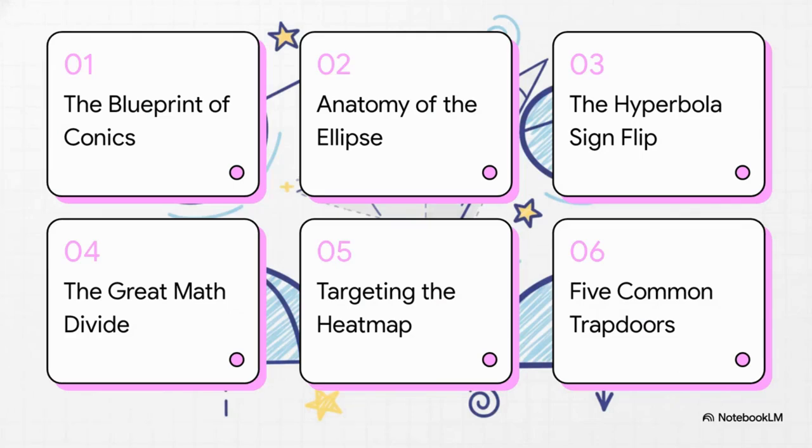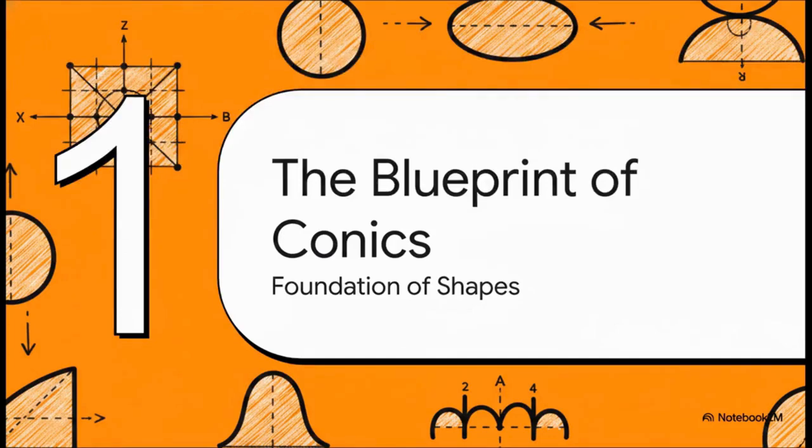Okay, here's our roadmap for today. 1. The blueprint of conics. 2. Anatomy of the ellipse. 3. The hyperbola sign flip. 4. The great mathematical divide. 5. Targeting the exam heat map. And 6. Surviving 5 common trapdoors. Let's dive right in. Section 1, the blueprint of conics.